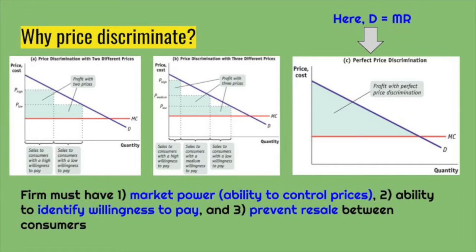And one more thing to really emphasize that you see on this slide is in the top right hand corner. It says here demand equals marginal revenue. When the monopoly or firm is able to perfectly price discriminate, the demand curve is no longer separate and above the marginal revenue curve. Marginal revenue equals demand because all consumers are paying a different price.